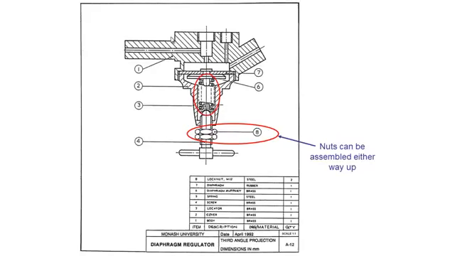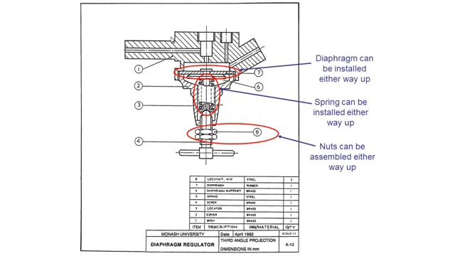The other thing is we have this section spring. Now this spring in particular can also be installed either way up, and in this case it doesn't matter once again. And we have a diaphragm, so that can be installed either way up. Sometimes you might get a diaphragm that might have a special lip on it and can only be installed one particular way, but this is not the case with this particular diaphragm. So for this drawing there are no special assembly instructions required.